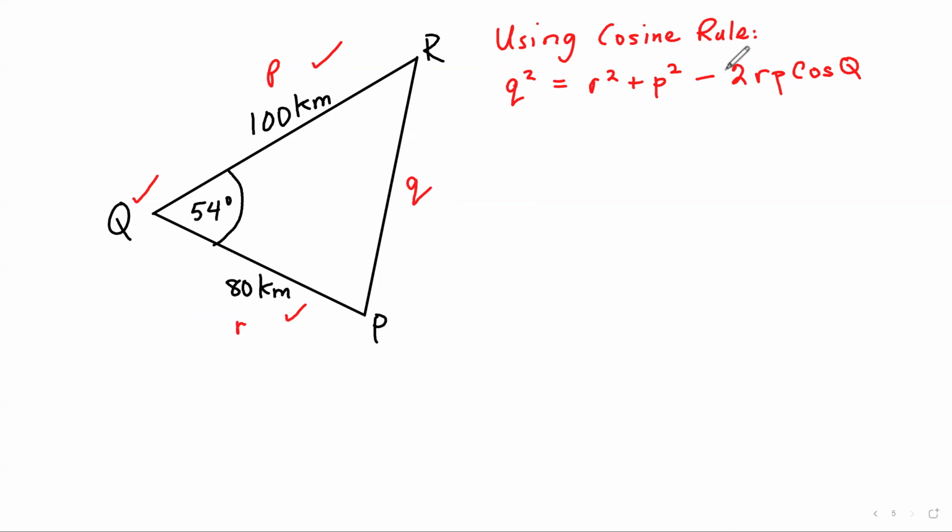R is the side opposite angle R, so that's 80 km, and P is the side opposite angle P, which is 100 km. And now we're going to substitute our values in there, okay? So Q squared is just going to remain like that because I don't know what it is. I'm trying to find it. Right, so R squared. So tell me the substitution then, Imani. I'm substituting the values into the formula. So tell me what to write.